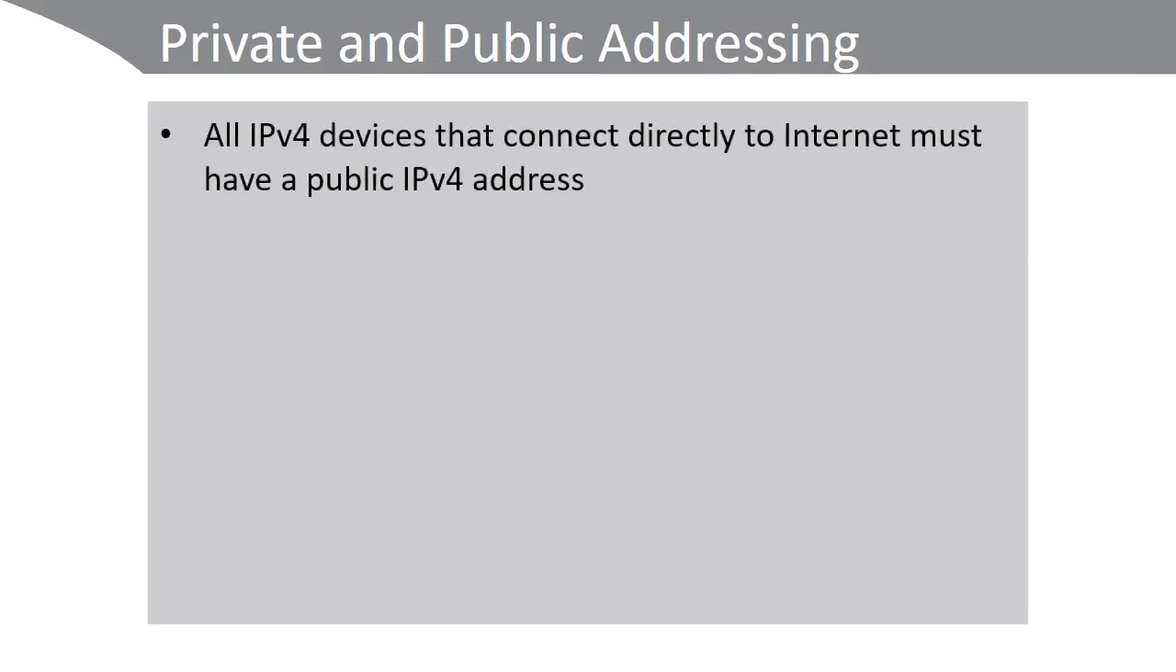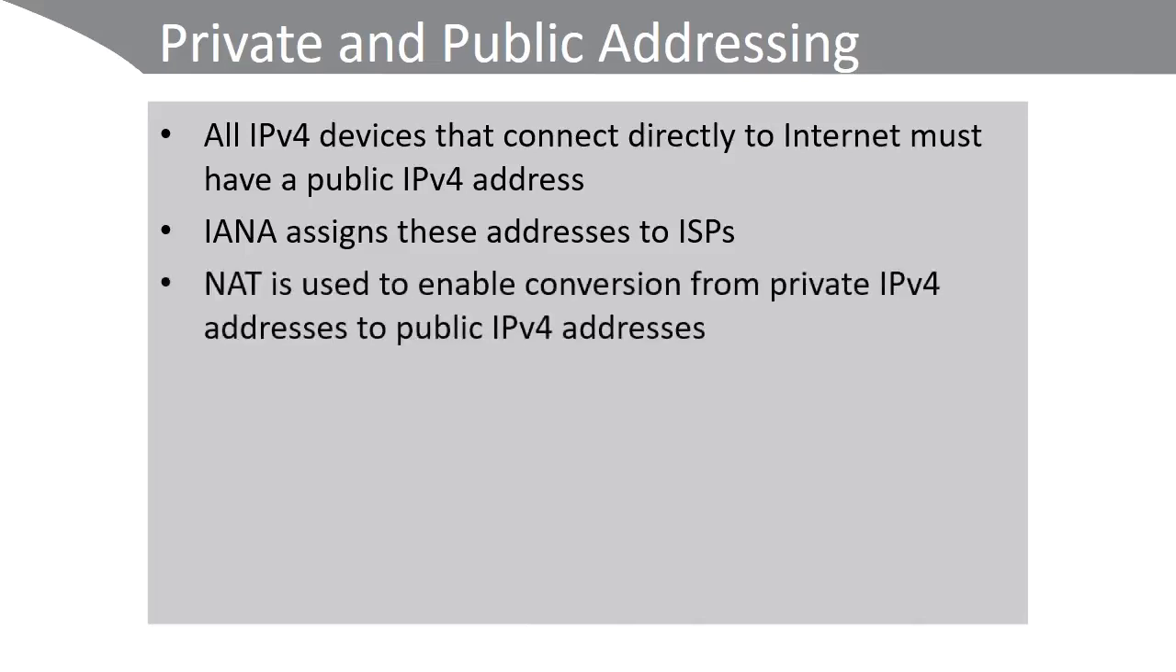You'll probably spend most of your time assigning private IP addresses to devices on your organization's networks. But all devices that connect directly to the internet, such as routers, must have a public IPv4 address. These addresses are usually assigned from an ISP, from IANA. Network Address Translation, or NAT, is used to enable conversion from private IPv4 addresses within your organization to public IPv4 addresses outside your organization.